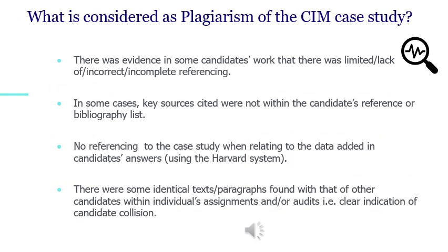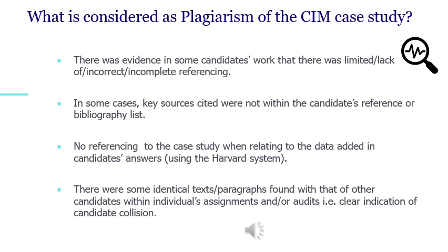There are a number of issues which have been found in candidates' assignments which could also be considered as malpractice. Most of these cases of plagiarism link to poor referencing. In some cases, key sources cited were not included in the reference or the bibliography list at the end of the assignment. Remember, the examiner will check your references and check that you have added all of your sources in your reference list at the back of the assignment. Some candidates just made the mistake of not referencing the case study relating to the data which he or she had included in their assignment.